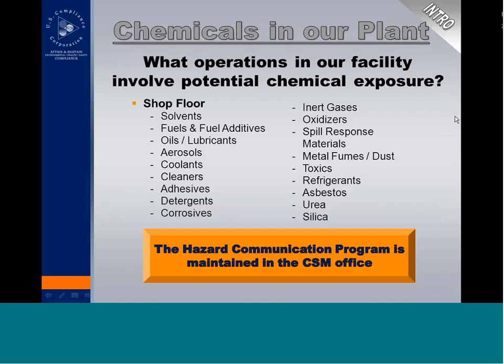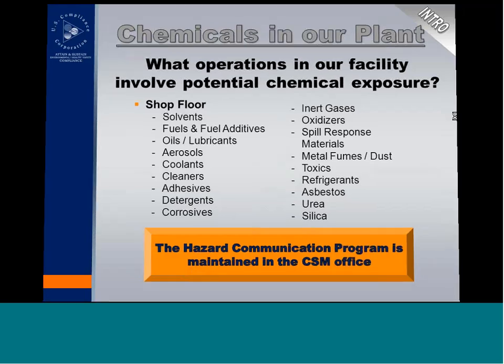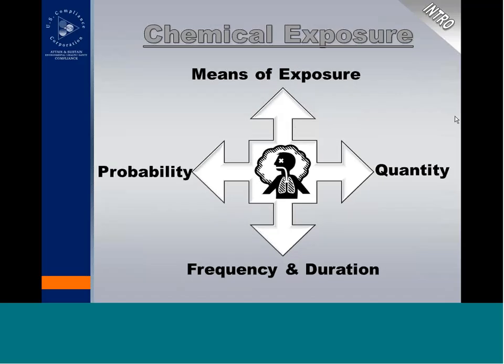A copy of the Hazard Communication Program is available in your site CSM's office inside of the U.S. Compliance Manual. So with regards to chemical exposure, once we perform that initial basic assessment of chemicals when they're brought into our workplace, when we start digging a little deeper, there's a few more things that we need to take into consideration with regards to how they may potentially affect us.